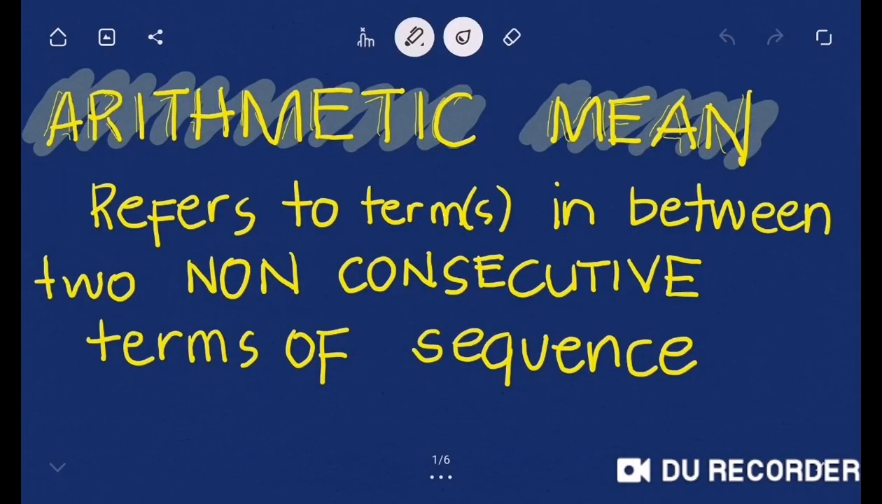So, alamin muna natin ano ba ang ibig sabihin ng arithmetic mean. So, ang arithmetic mean refers to the terms in between two non-consecutive terms of a sequence, particularly arithmetic sequence. So, when we say non-consecutive terms, or terms between two non-consecutive terms, ito yung mga terms na nasa pagitan ng dalawang hindi magkasunod na terms.